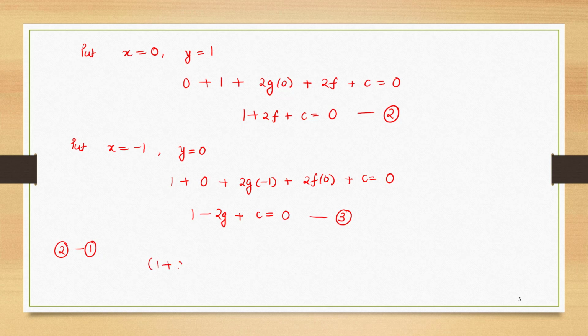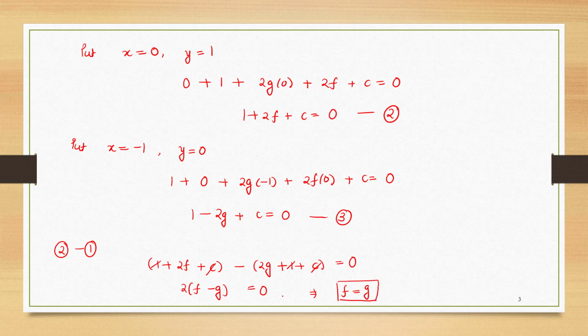That is 1 + 2f + c minus (2g + 1 + c) = 0. So this gives us 2 times (f - g), because 1 will be cancelled with this 1 and c will also be cancelled, equal to 0. That is f is equal to g.